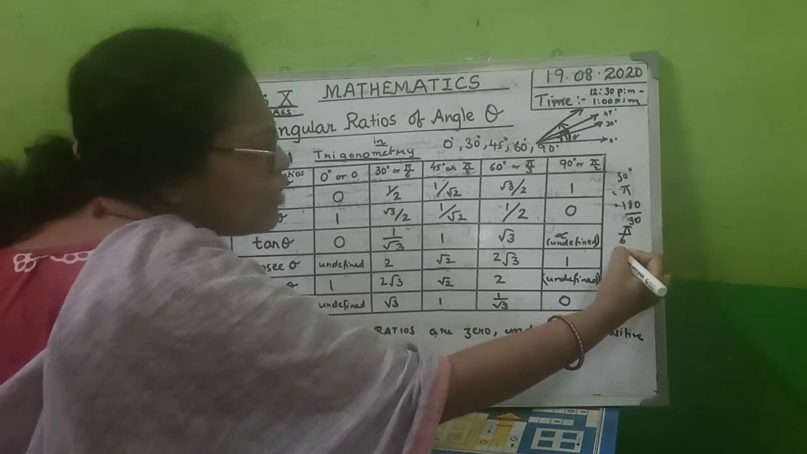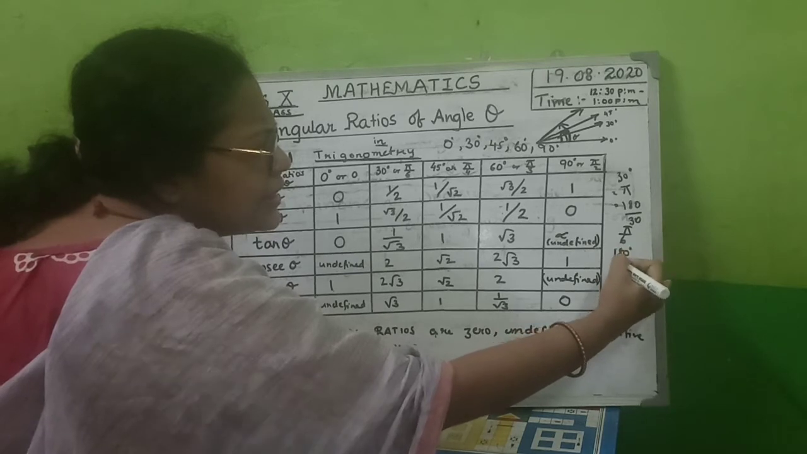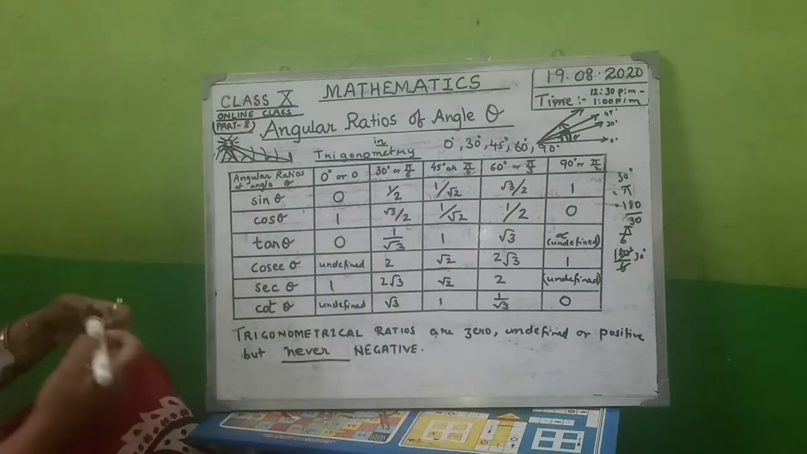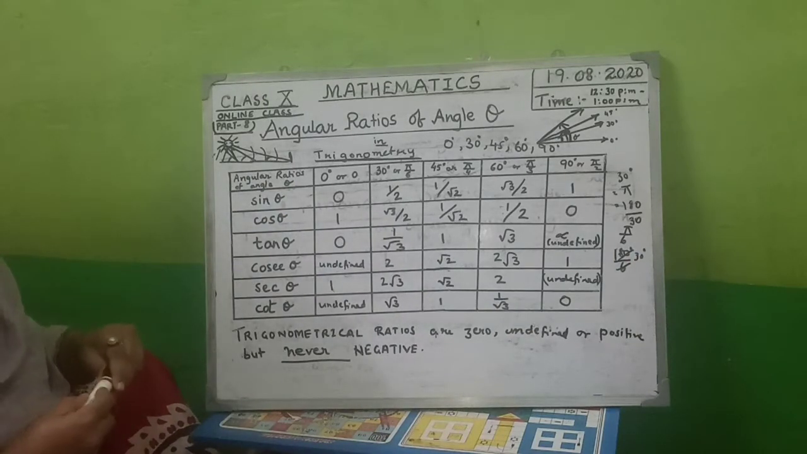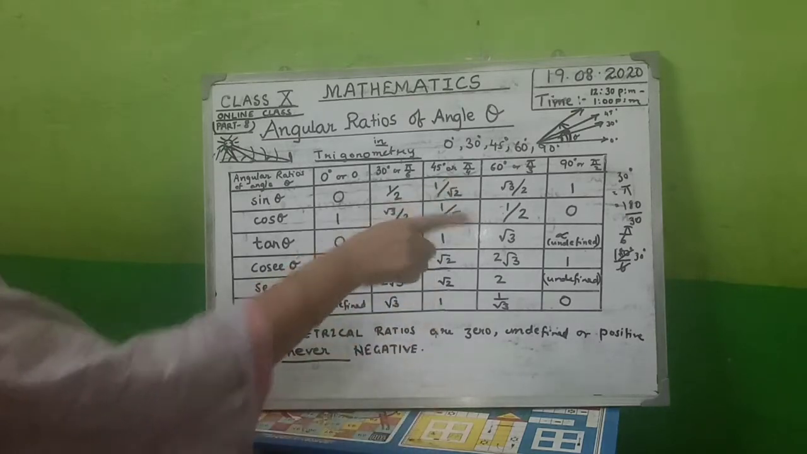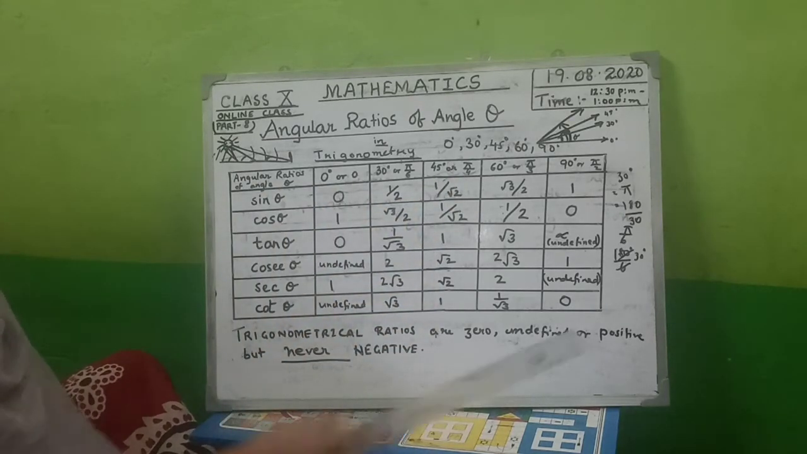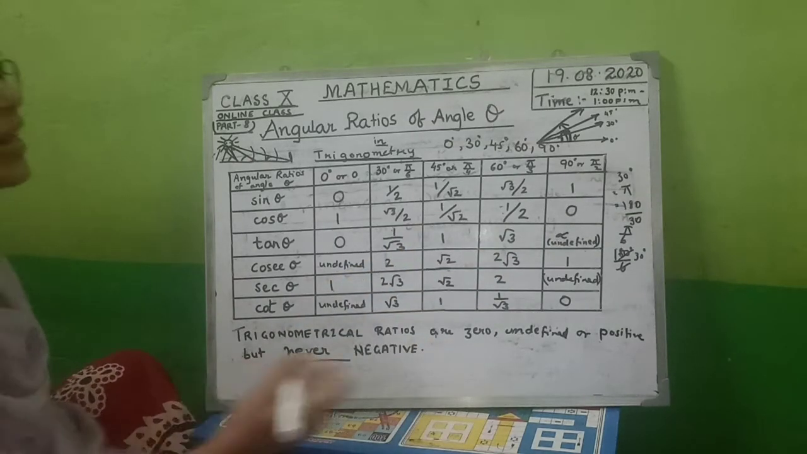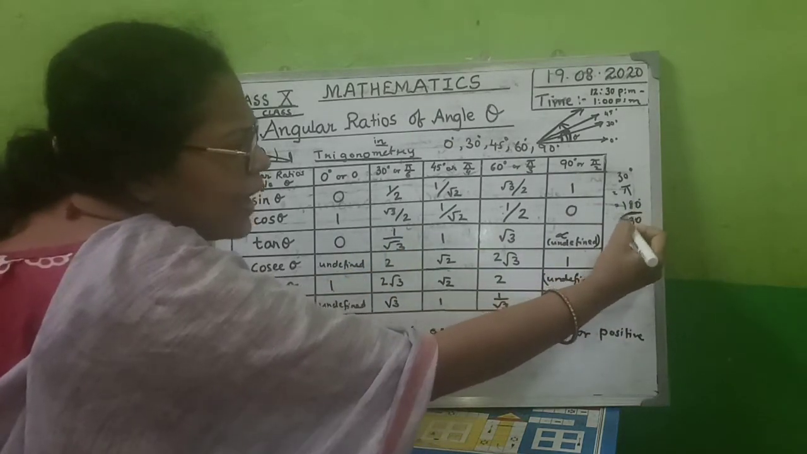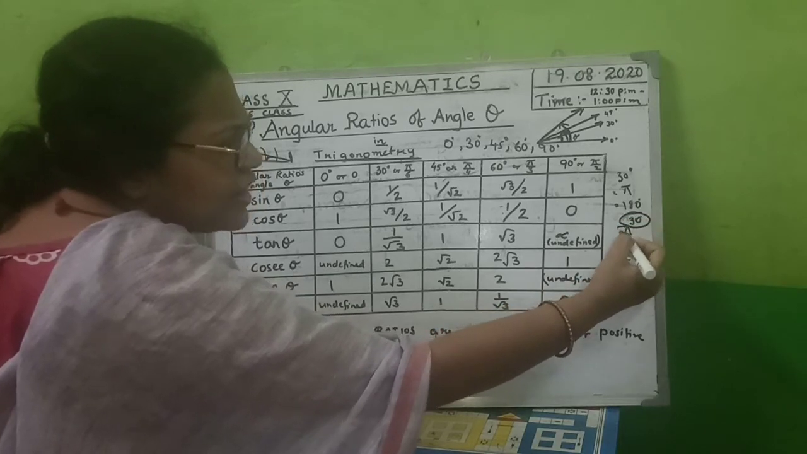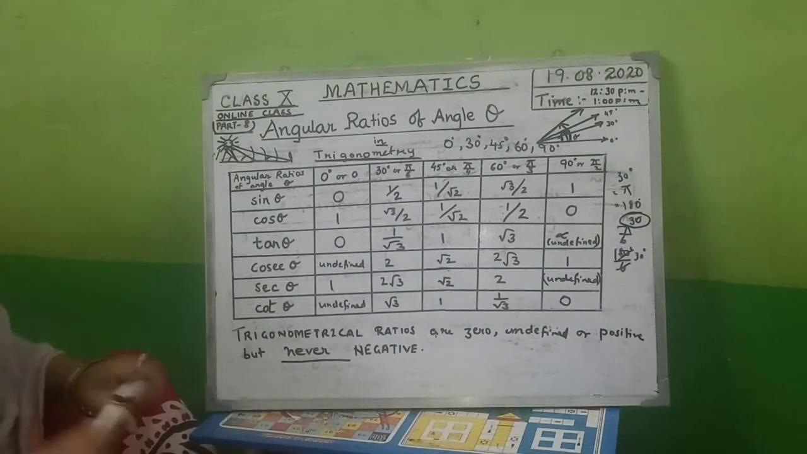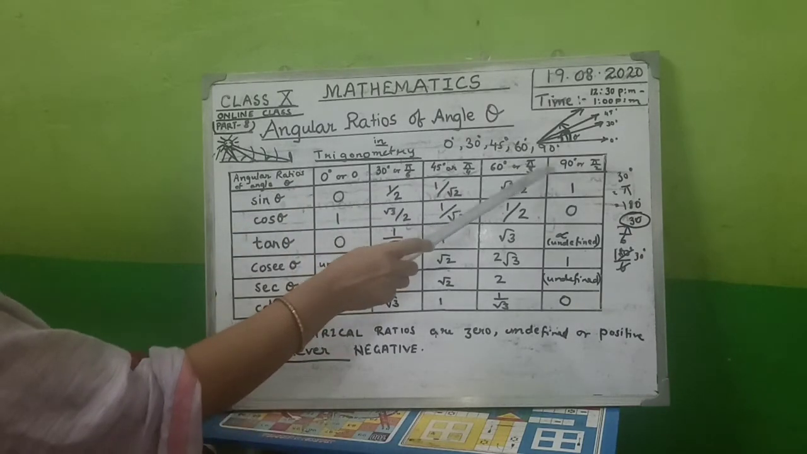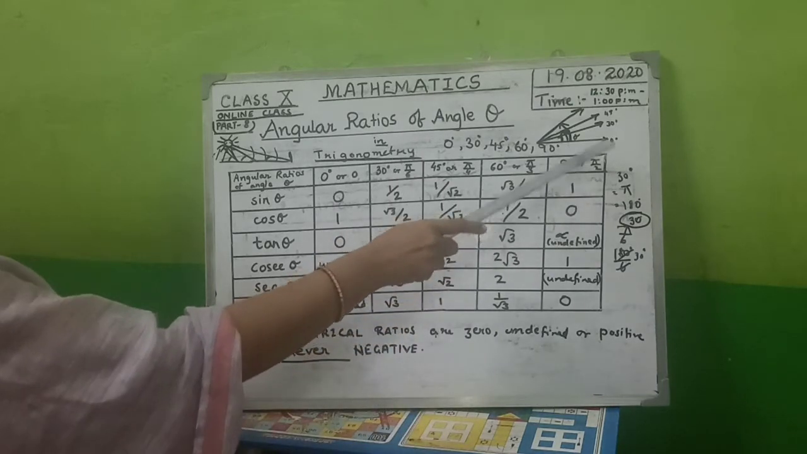Pi by 6 is how much? 180 degree divided by 6. It will give you 30 degree. Alright? That means pi by 6. So 30 degree is pi by 6. 45 degree is pi by 4. 60 degree is pi by 3. And 90 degree is pi by 2.